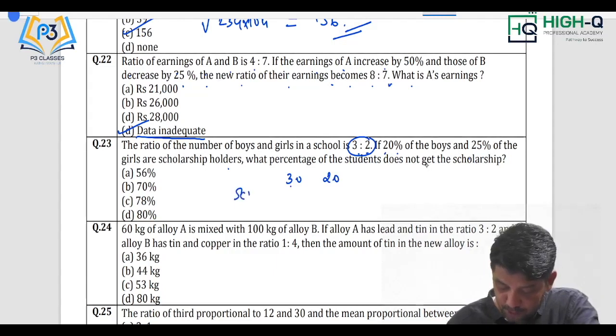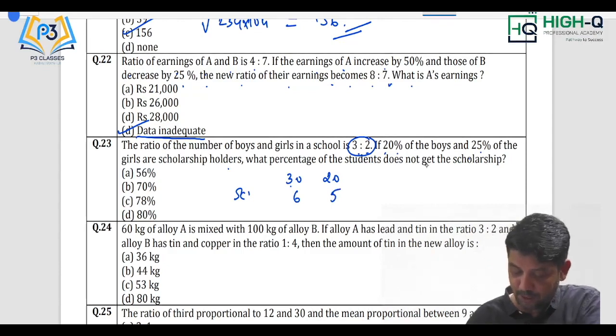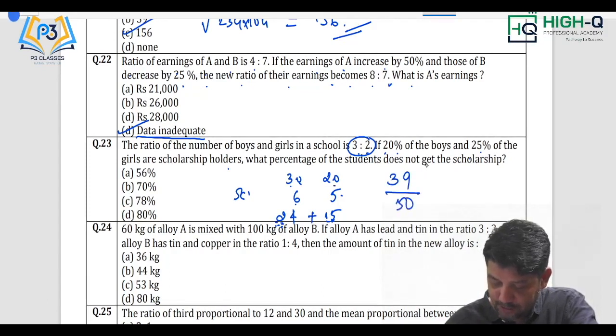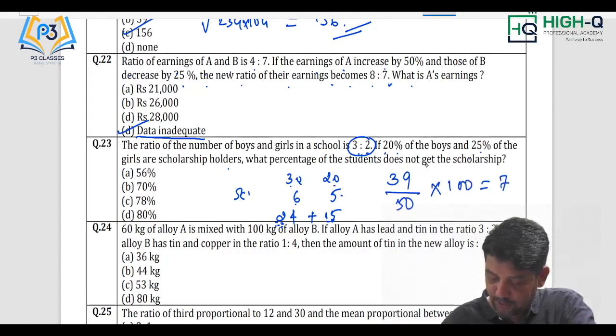That means 6 people out of 30 are getting it, and 25% of 20. What is 25% of 20, my dear? These many boys and these many girls are getting scholarship. So how many of them are not getting scholarship? 24 and 15. The question is, what percentage of students does not get the scholarship? Total, how many of them are not getting scholarship? 39 people are not getting scholarship out of 50 students, into 100. Are we getting 78%?